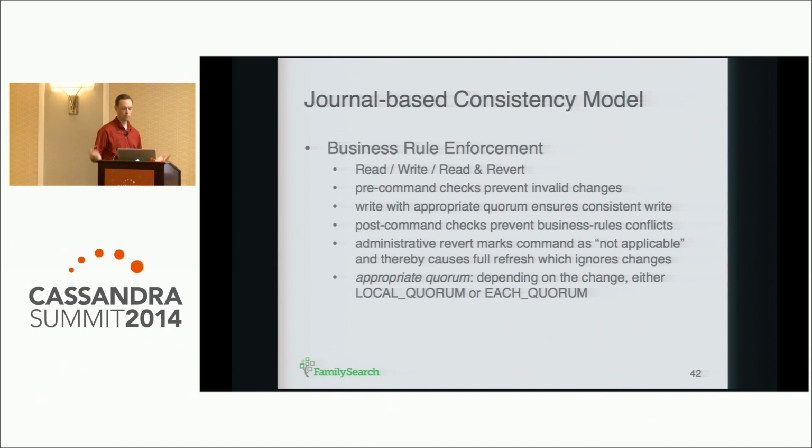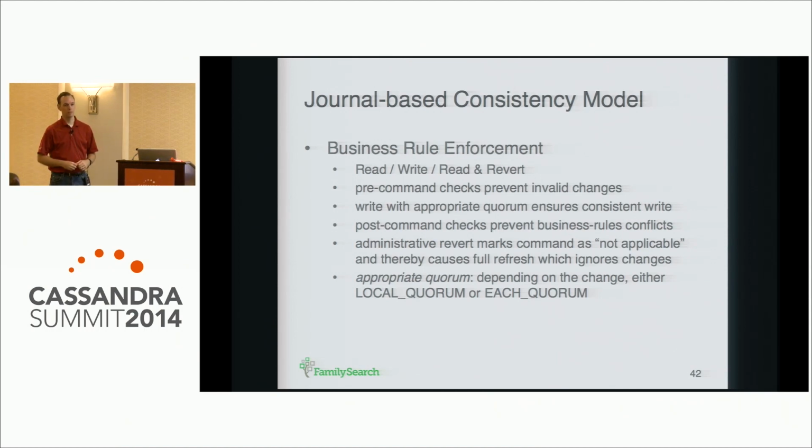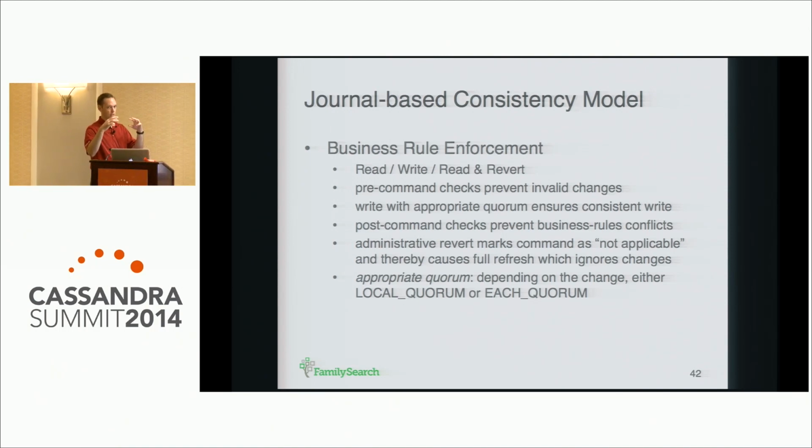And we have this concept of appropriate quorum. We support merging persons together. That's a really complicated journal entry that has a lot of different things going on inside that one journal entry. In order to ensure that the resulting state is okay, we're planning on a multi-region deployment, and so we had to do each quorum for that, in order to make sure that it didn't leave it in an inconsistent state.